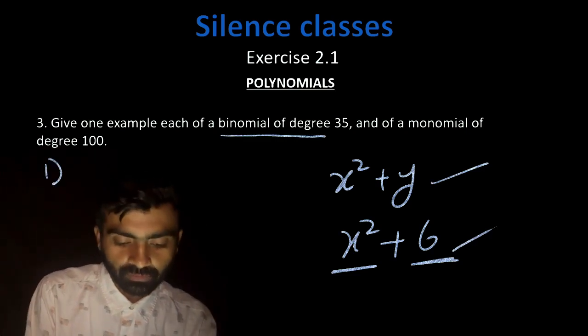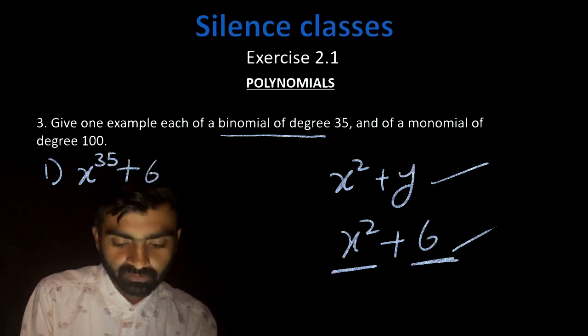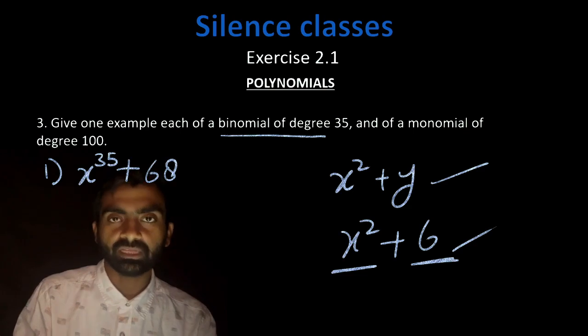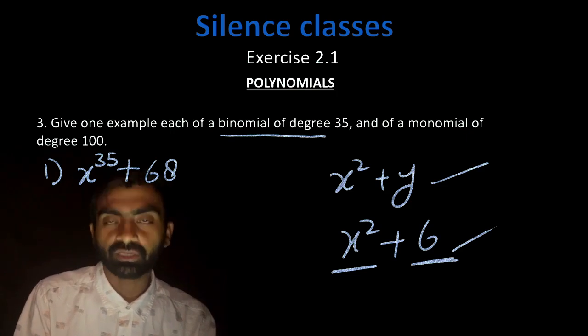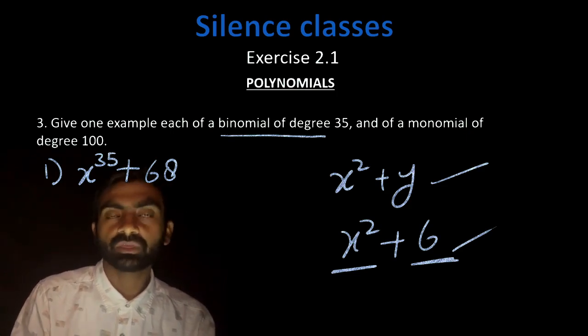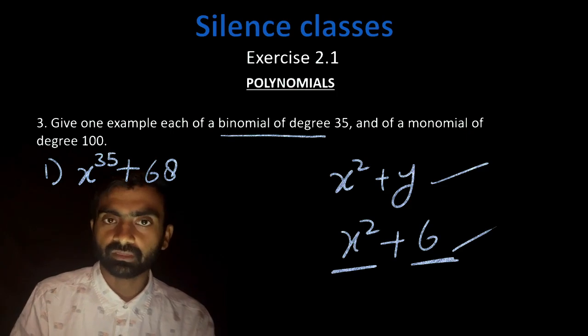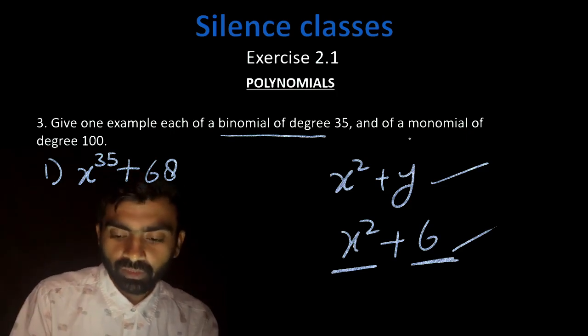So I can write it down x to the power 35 plus 68. Like this I can write down anything. You can also write x to the power 35 plus y, x to the power 35 plus 35. Anything you can write down, it doesn't matter. Now what is a monomial?